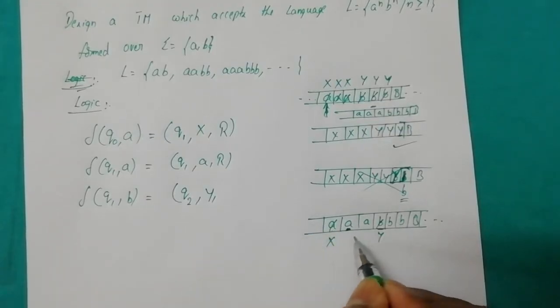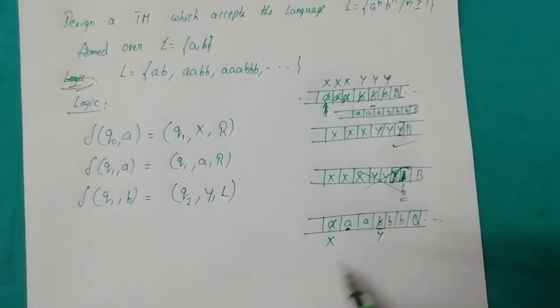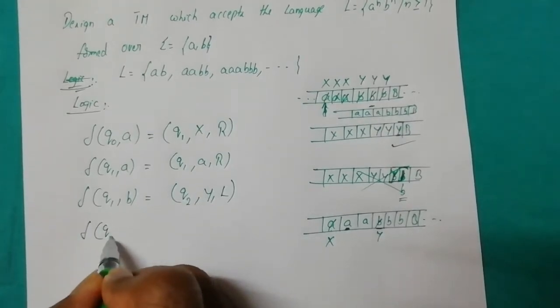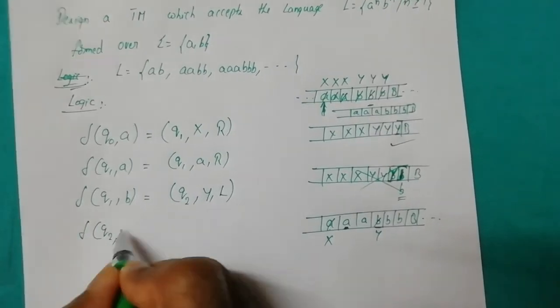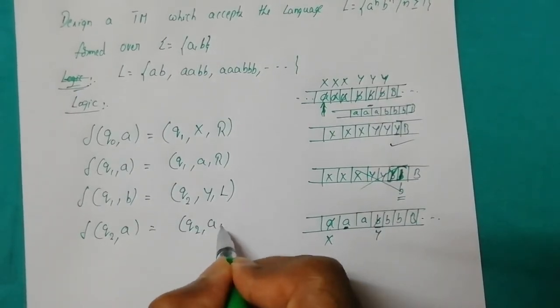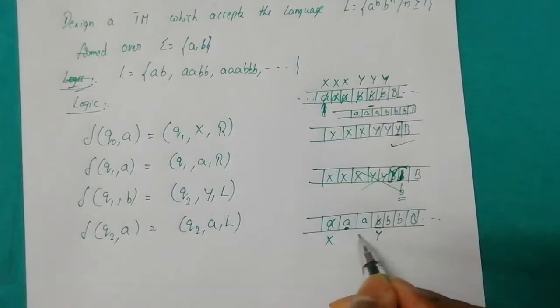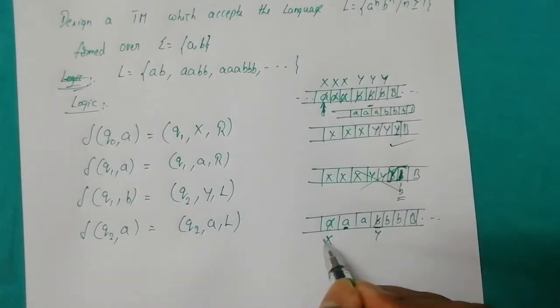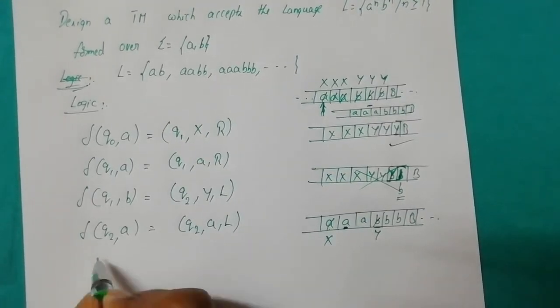We have to move to the left direction until we come to the X. That is, Q2 will come across with input symbol A. Keep on skipping: Q2, A, left. Again, it acts as a loop.